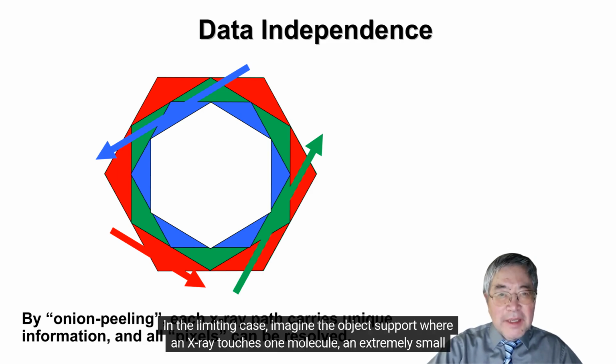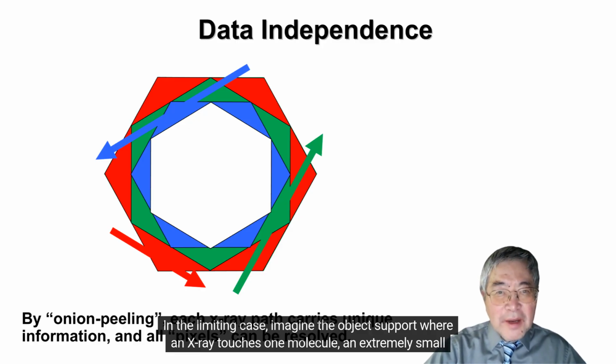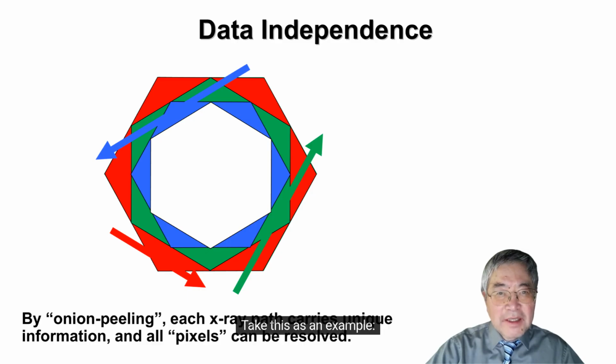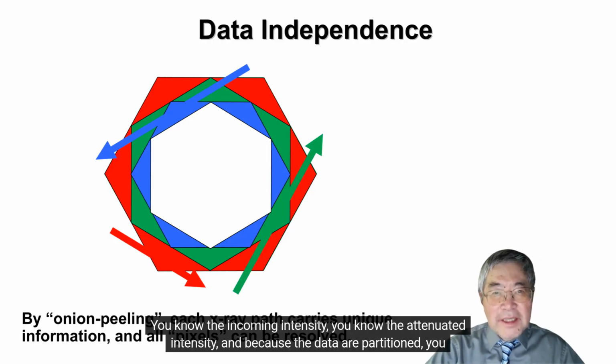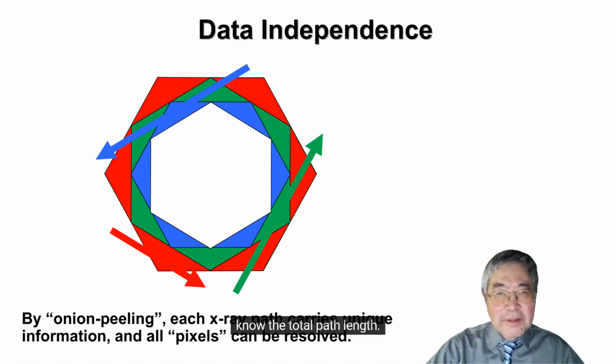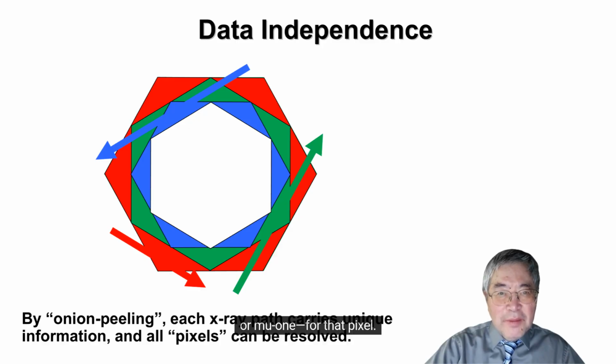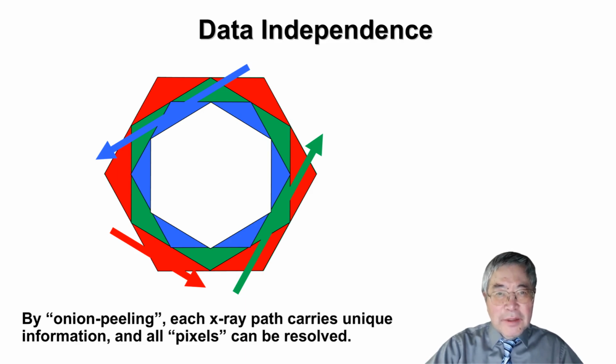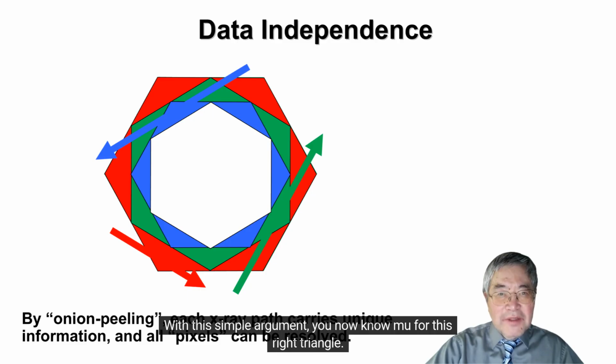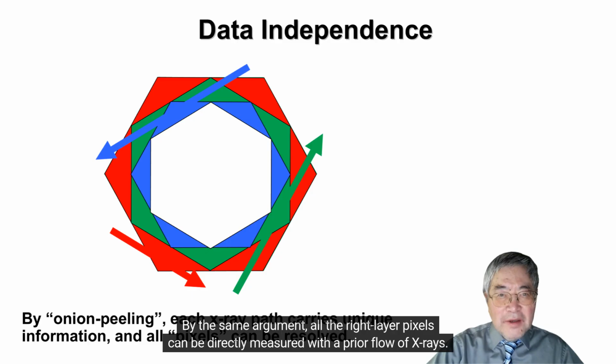In the limiting case, imagine the object support where an X-ray touches one molecule, an extremely small element. Take this as an example. You have a small material element. You know the incoming intensity, you know the attenuated intensity, and because the data are partitioned, you know the total path length. From these three knowns, you can resolve the only unknown, the attenuation coefficient mu, call it mu0 or mu1, for that pixel. By assumption, this pixel is homogeneous. With this simple argument, you now know mu for this right triangle. By the same argument, all the right layer pixels can be directly measured with a prior flow of X-rays.